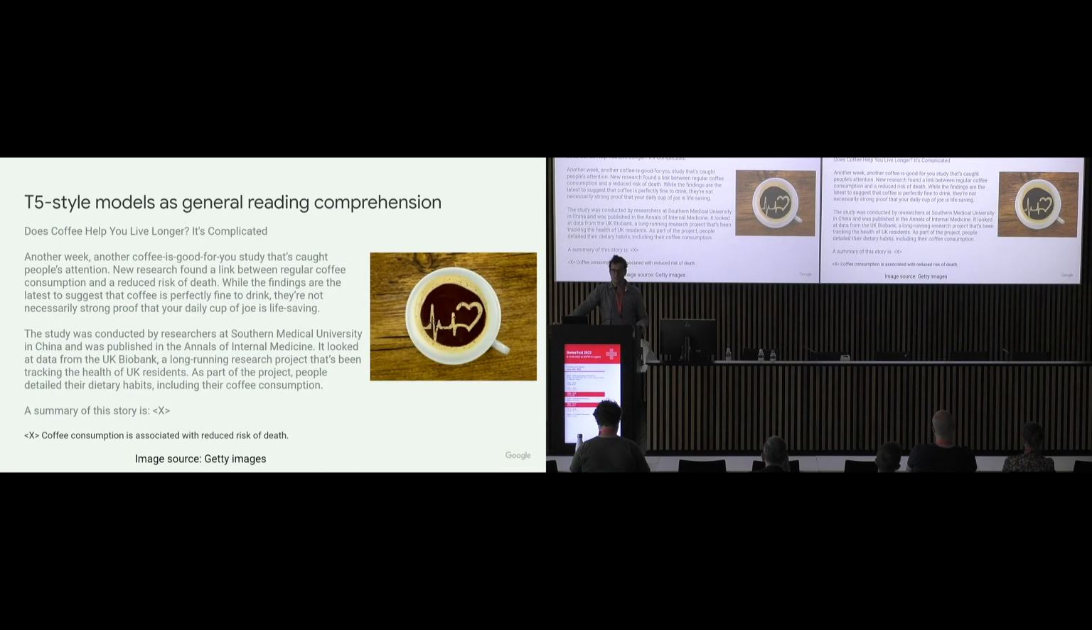Another example is the summarization example. I searched in Google News and took a news document, one more of these studies that says that coffee helps you live longer. That's good news. So at the end I asked, what's a summary for this story? And the model produced, coffee consumption is associated with reduced risk of death, which is a pretty good summary. It follows closely the second sentence of the article, but still it's good that the model decided to focus on that sentence, which is the most important one, and it's a little bit paraphrased to make it more standalone.